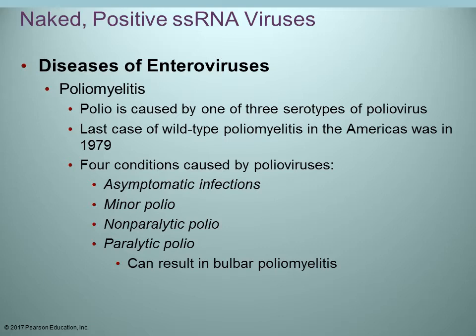If we look first at Poliomyelitis, the abbreviated name is Polio. There are three different types of serotypes of polio that can cause this disease. Now, the number of cases initially has gone down dramatically since the advent of the vaccine. Now, there were four different types of conditions that could be caused by poliovirus: asymptomatic infections, minor polio, non-paralytic polio, and paralytic polio.